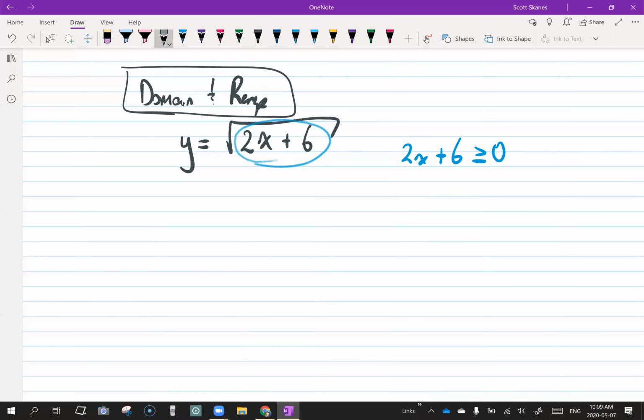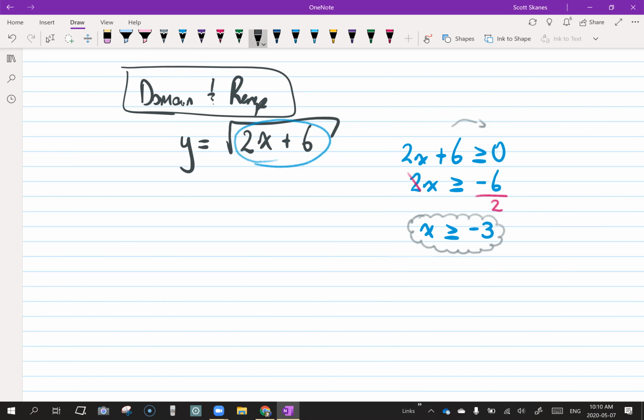So you solve it like any other equation. Move it to the other side. That gives us 2x, keep the sign the same there, greater than or equal to -6. Solve this like normal, divide both sides by 2. What you end up with is x must be greater than or equal to, well, what's -6 divided by 2? -3. That is my domain. It's telling us that x must be greater than or equal to -3. The function must not exist less than -3.